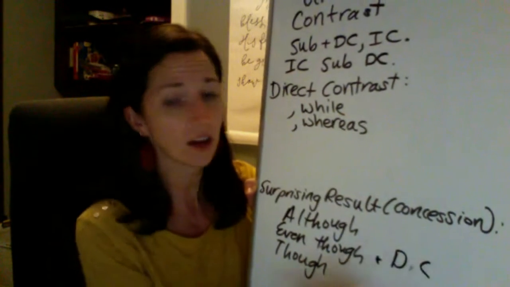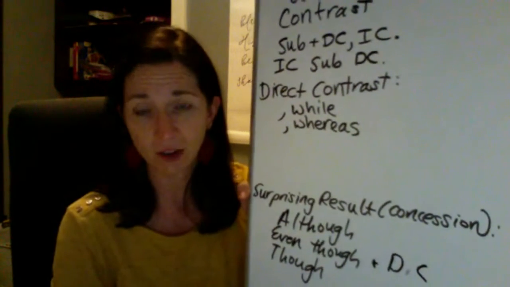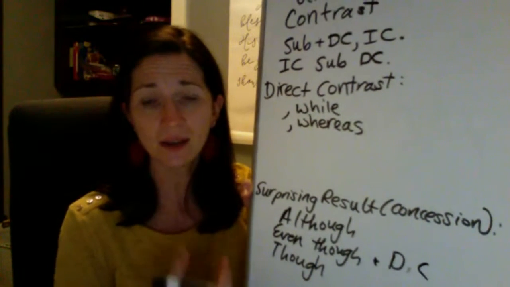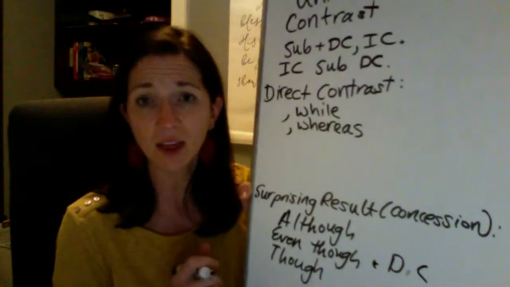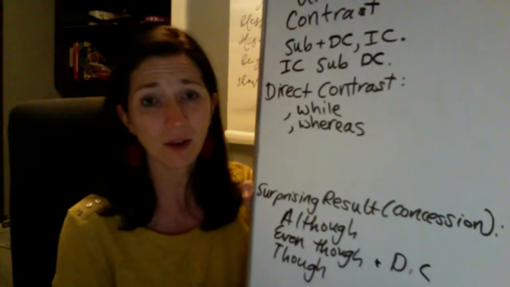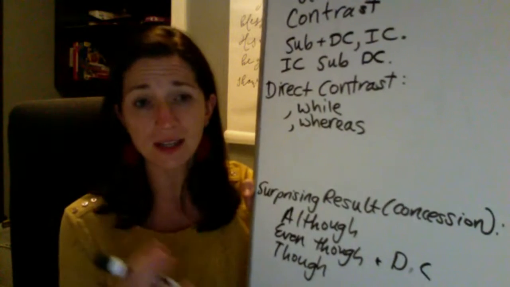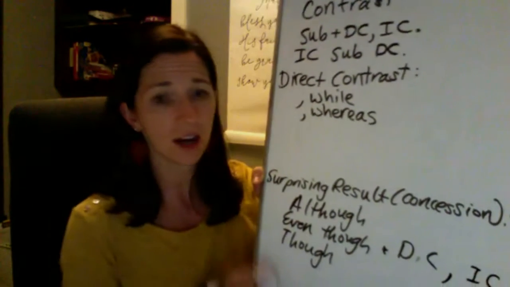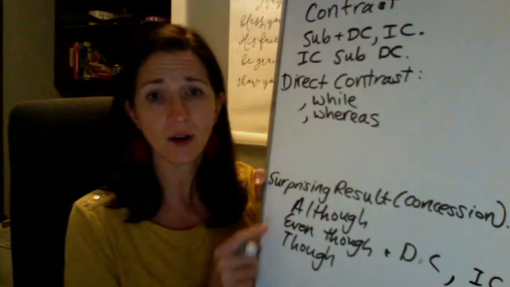A dependent clause, which is a subject plus a verb. So, although I studied all night, comma, I still failed the test. Even though I slept 8 hours, I'm still tired. Okay, so remember it has two phrases with the dependent clause, comma, and then our independent clause. So although, even though, and though.